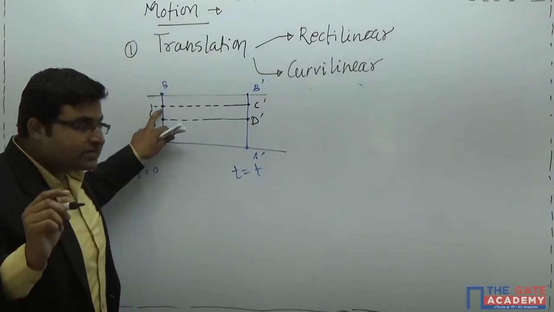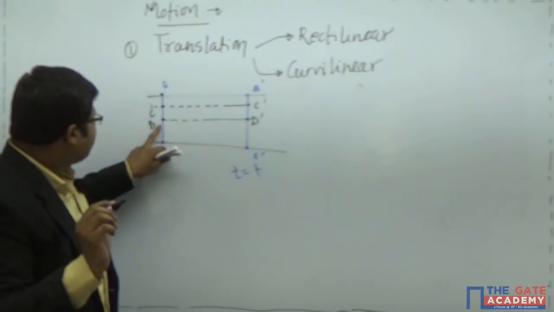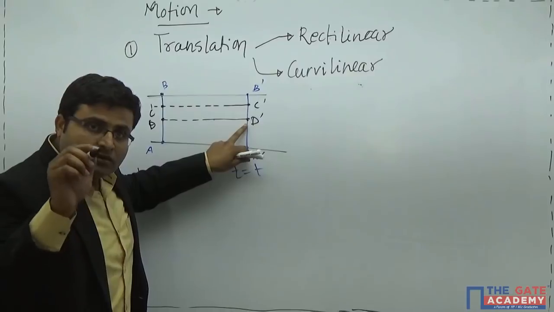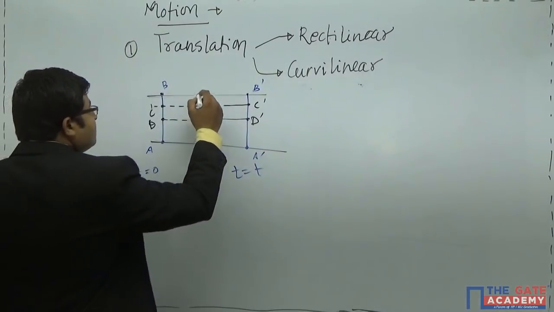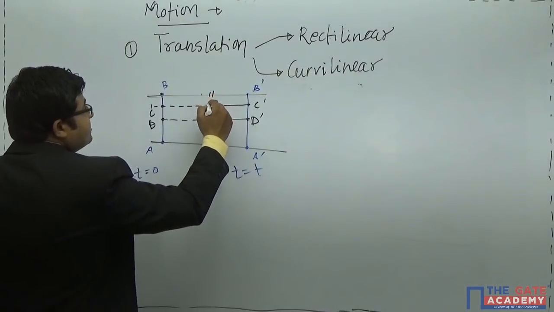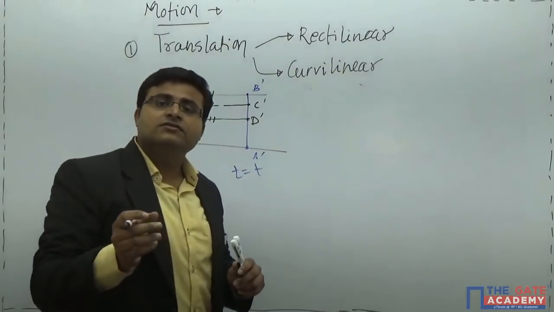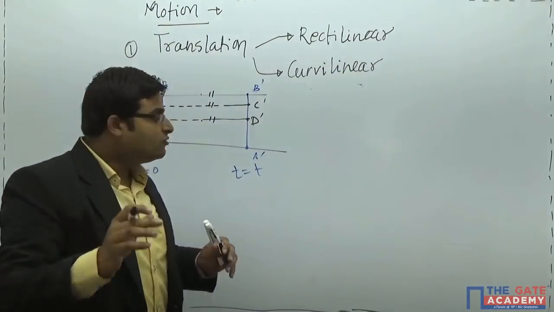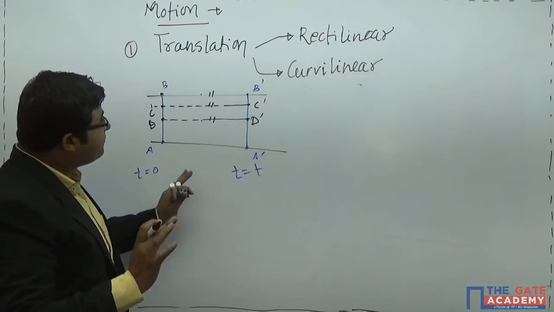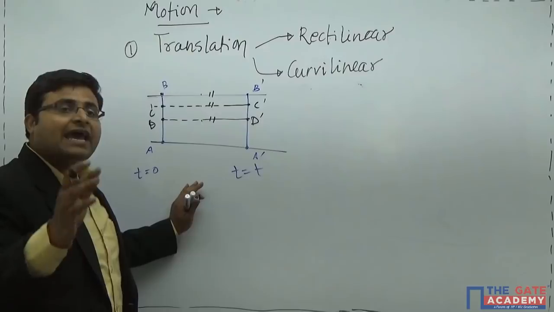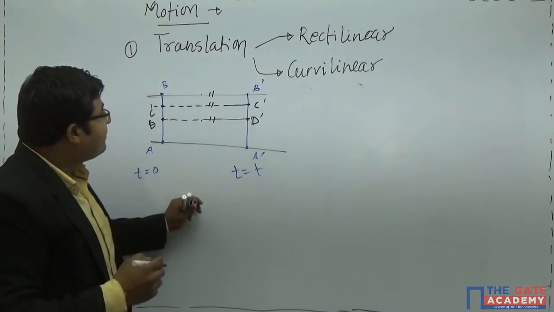Point C is traveling to point C dash, the final position of point C. Point D is moving to D dash, the final position of point D. And these lines are parallel to each other. What are those lines? The trajectories of the points situated on the link. Those velocities are parallel to each other. This kind of motion is translation, and specifically rectilinear translation. Okay, what do we mean by curvilinear translation?